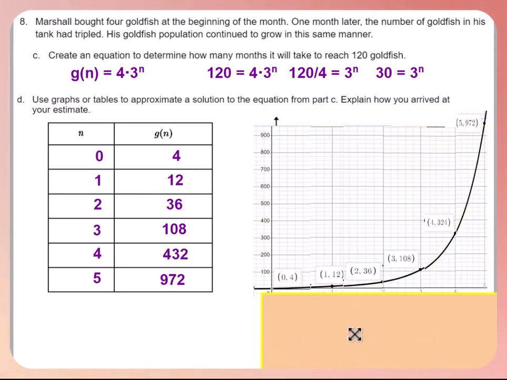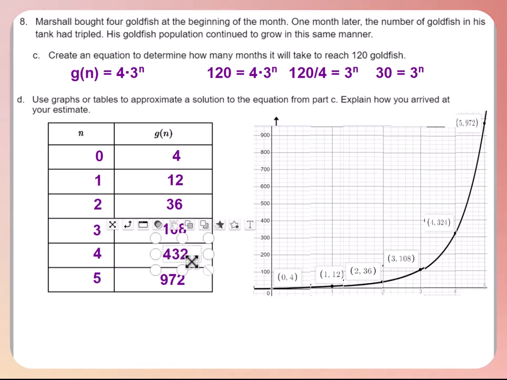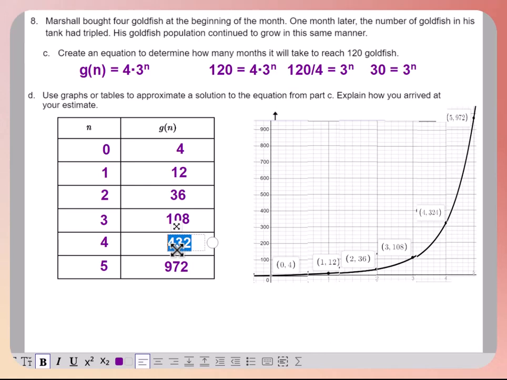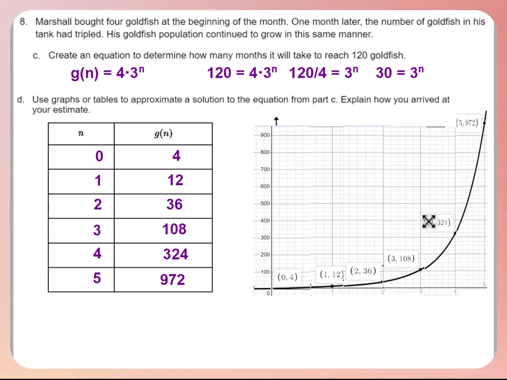Okay, now I took some snippets from Desmos when I graphed this, because I wanted to see where I was when I began. 0, 4, that's right here, and then 1, 12. You want to plot those points on your graph. 2, 36, 3, 108, 4, 432. It should be 324. So here's a mistake right here. I'm going to correct that. 324. And then 5 is 972. Okay, I'm just plotting these points.